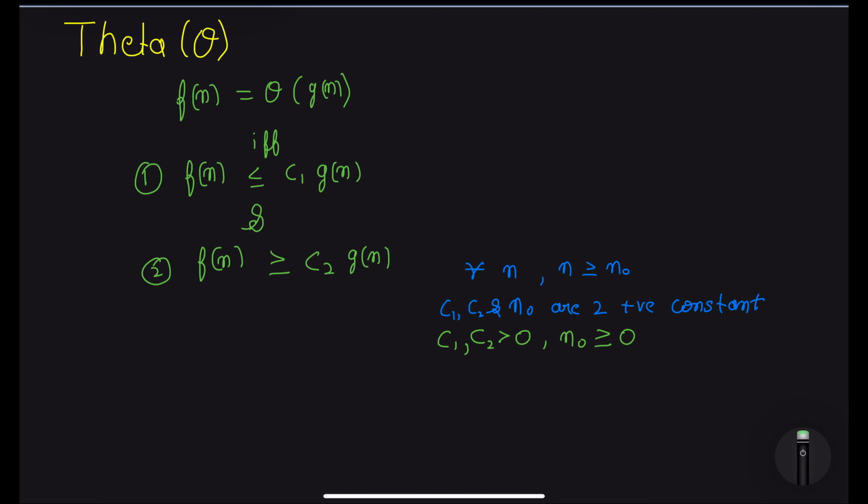If you look at the first condition, this is exactly the same as big O. Big O also has f(n) smaller than or equal to c1 of g(n). And the second condition, f(n) greater than or equal to c2 of g(n), is exactly the same as omega. So we can say that a function is theta if and only if it is big O as well as omega. If it satisfies both conditions, then we can say the function is theta.